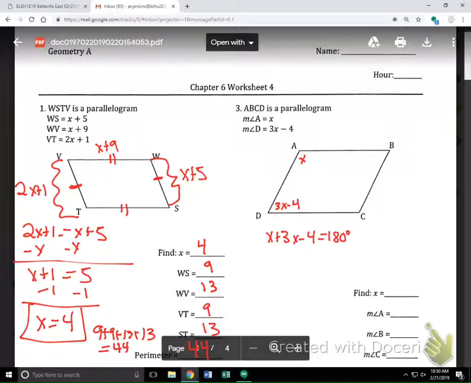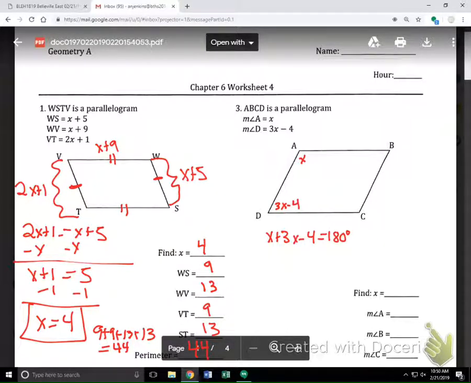When I was walking around, I noticed that a few of you were setting your sides on question number 1 equal to 180. Remember, 180 is angles. So sides are not going to be 180. The consecutive angles are 180.